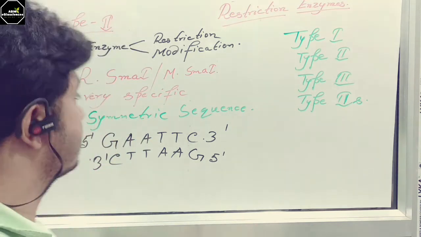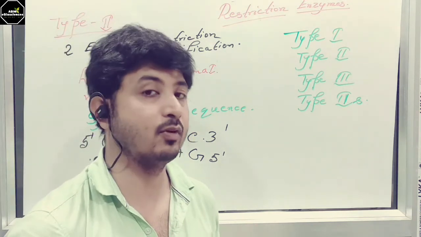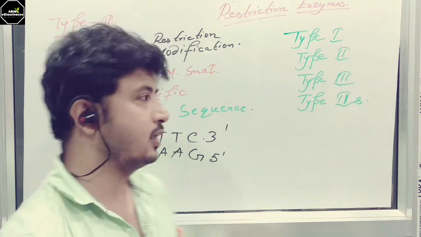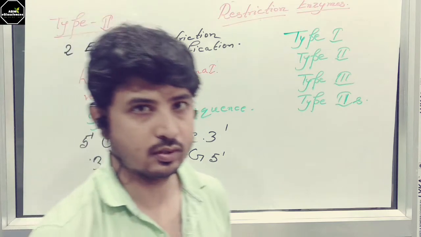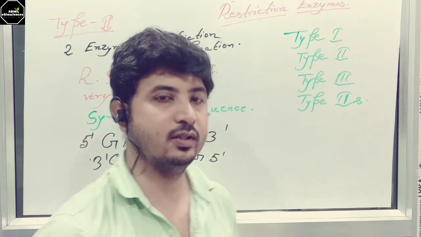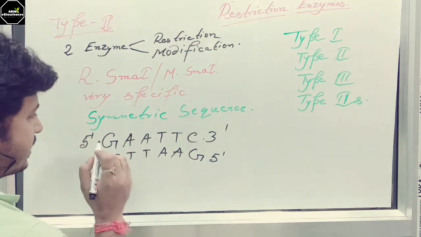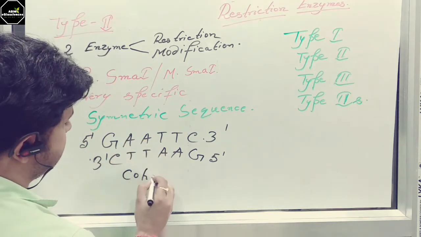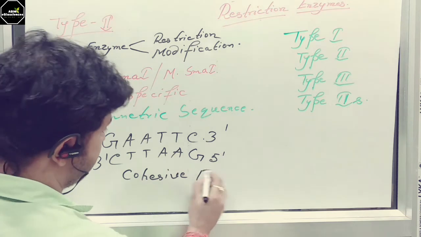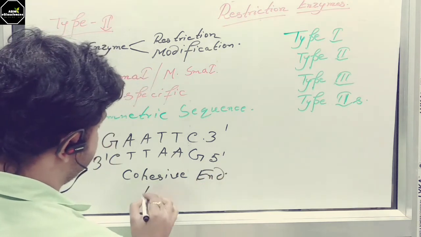These palindrome sequences are recognized by the type 2 restriction enzymes, either for modification or for restriction. So it's a very important enzyme for your molecular work, and widely distributed in different sources. It can cut a particular sequence to generate a cohesive end or a blunt end.